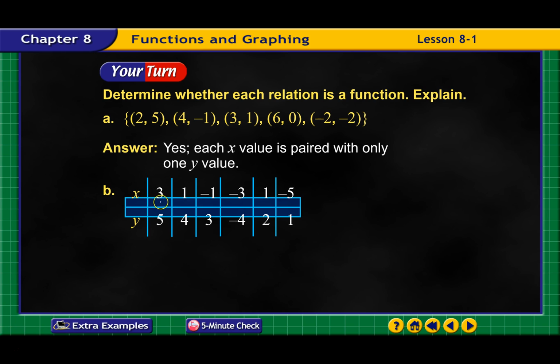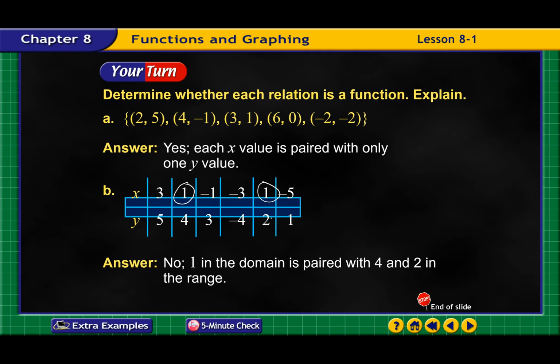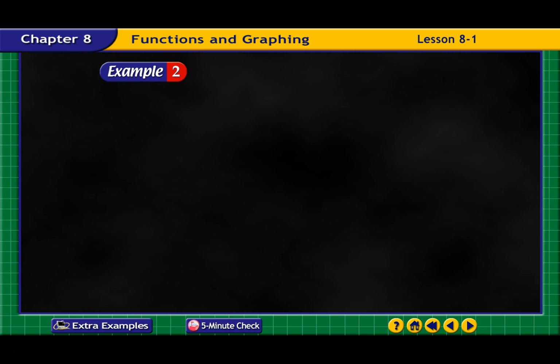All right, so x values here, 3, 1, -1, 3, -3, 1. Multiple ones going to different y values, not a function. So 1 is paired with 4 and 2 in the range.